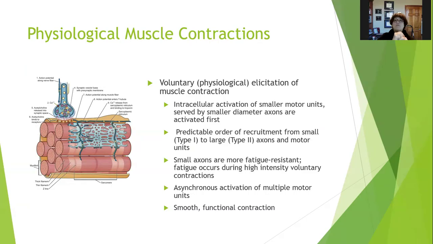So just to reiterate, in the voluntary or physiological elicitation of muscle contraction, the activation of small motor units is served by small diameter axons, and those are activated first. So there's a predictable order of recruitment from small type 1 muscle fibers to large type 2 axons and motor units. The small axons are more fatigue resistant, and fatigue occurs only during high intensity voluntary contractions. There's asynchronous activation of multiple motor units, so you're not activating them all at once, you're doing it as needed, and you get a smooth functional contraction. So, like I said, when you pick it up, your muscle doesn't just suddenly contract.